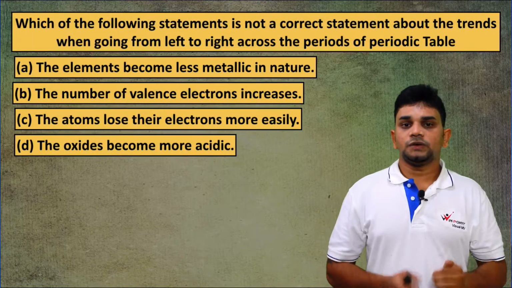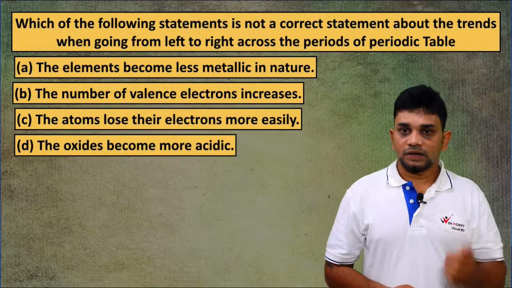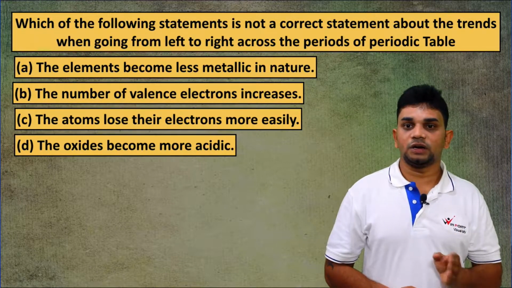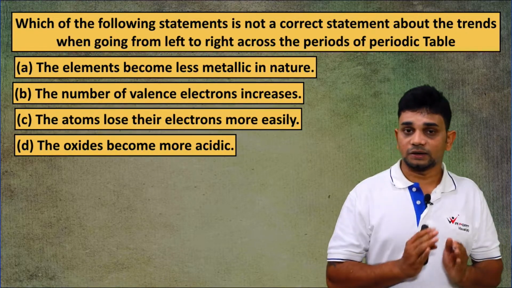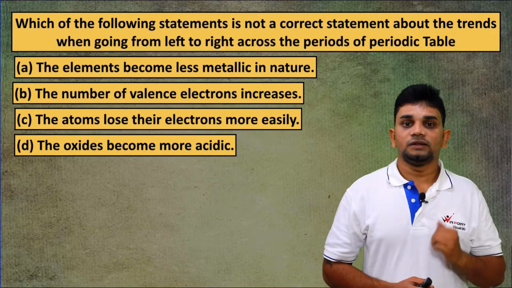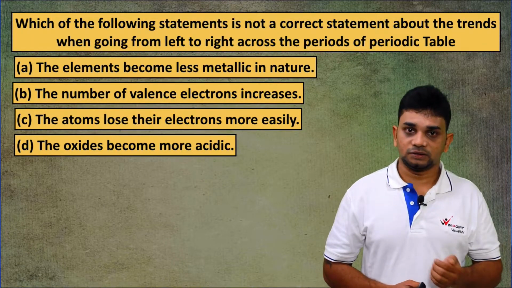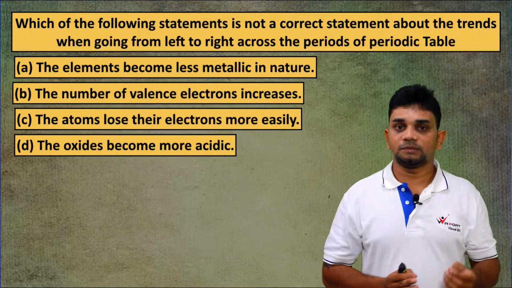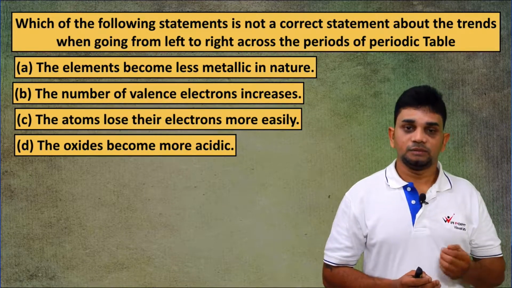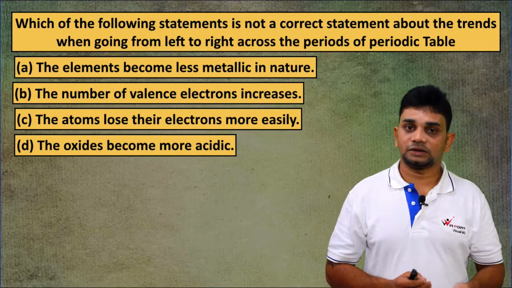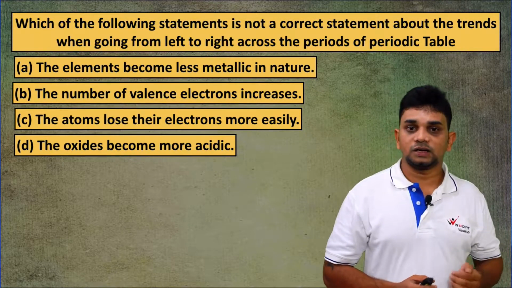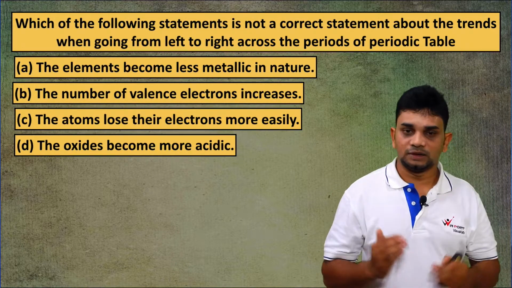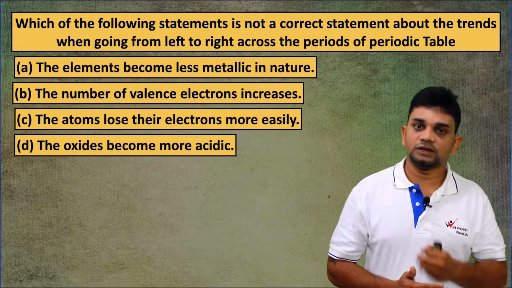Next question. Which of the following statements is not a correct statement about the trends when going from left to right across a period of the periodic table? Left to right across a period. First point, the elements become less metallic in nature. That's a true statement. When we are going from left to right, the elements are becoming less metallic, which means the non-metallic character is increasing. The number of valence electrons increases when we are going left to right. The valence electrons, the number of electrons in the outermost shell, are increasing.